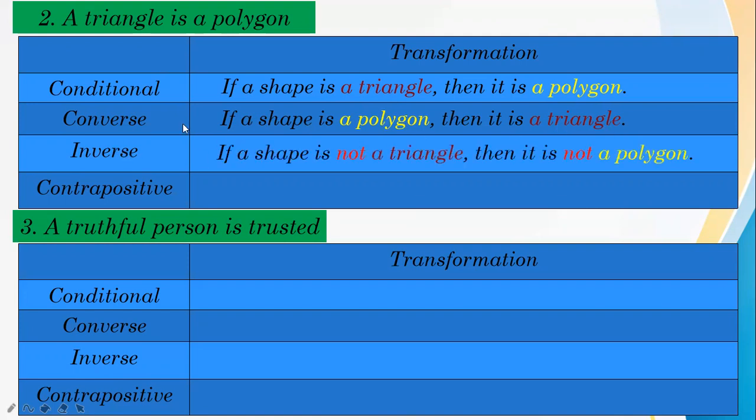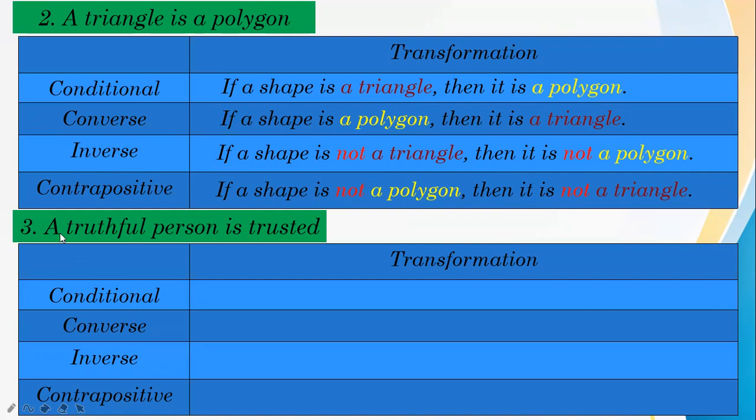Inverse, using the conditional statement and insert the word not. If a shape is not a triangle, then it is not a polygon. Contrapositive: if a shape is not a polygon, then it is not a triangle, using the inverse statement. And then you interchange the inverse statement. So if a shape is not a polygon, then it is not a triangle.